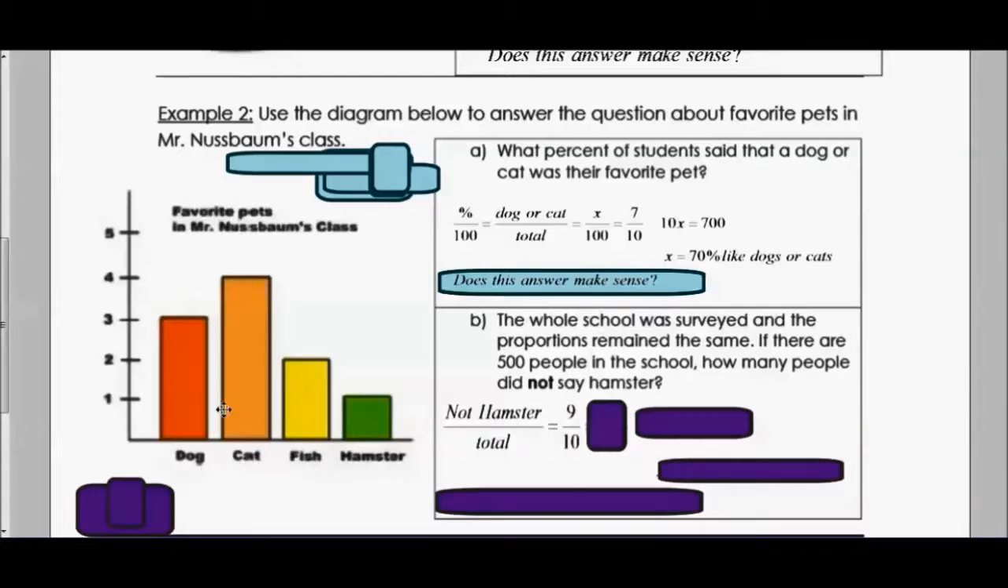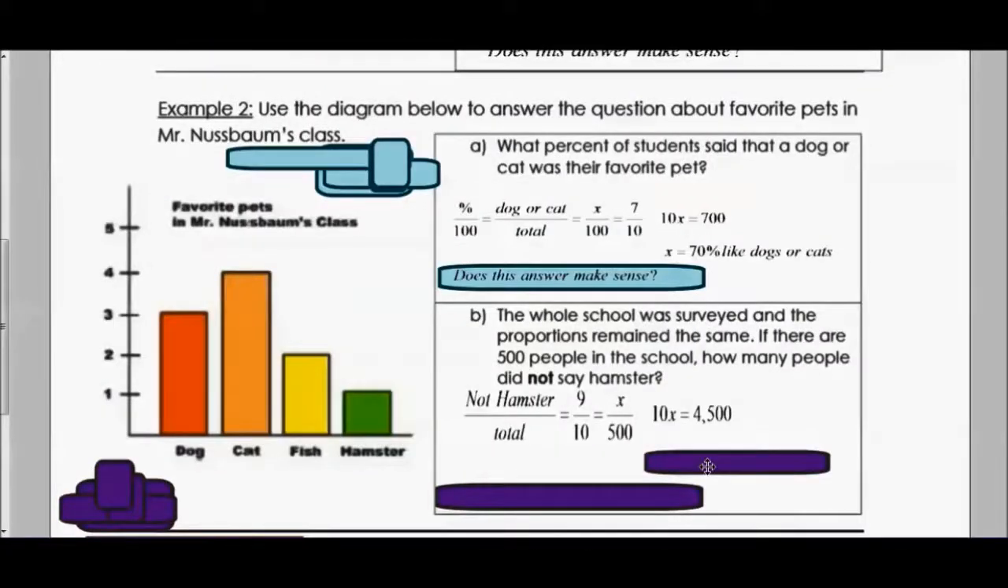Here we see that that's 9 out of the 10. It's dogs, cats, and fishes all together. That's 9 compared to the 1 person that said hamster. You could also find the number of people that actually said hamster and subtract it from the total. We're going to just find it directly. Not liking hamsters to the total is compared to not liking hamsters to this new total of 500 people. You cross multiply, and we get 10x equals 4,500. And we divide by 10, and we find that 450 people liked not hamsters, other things other than hamsters.